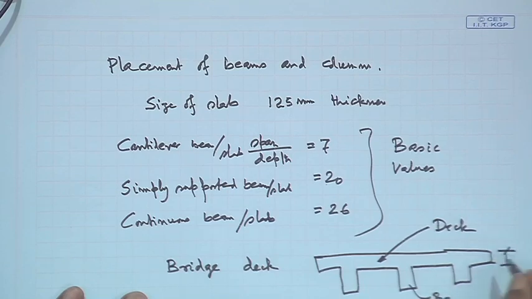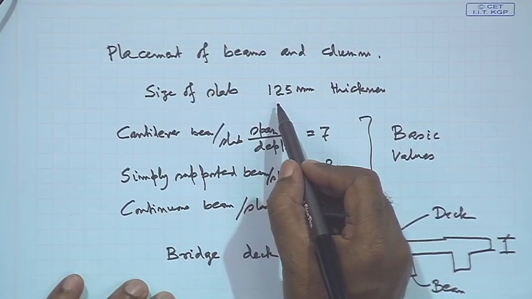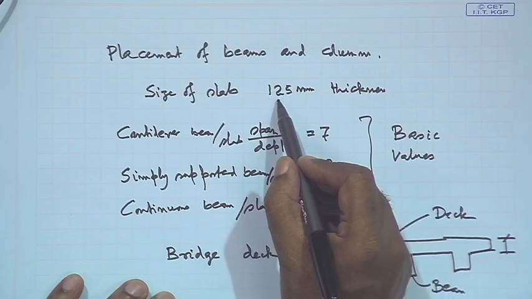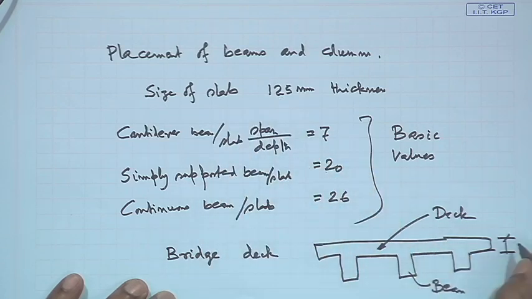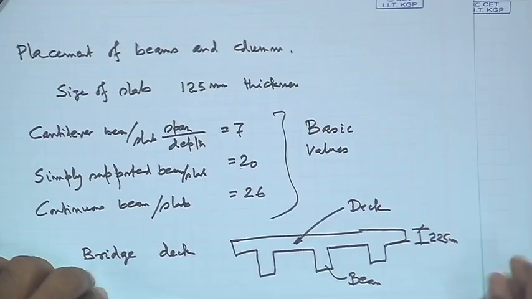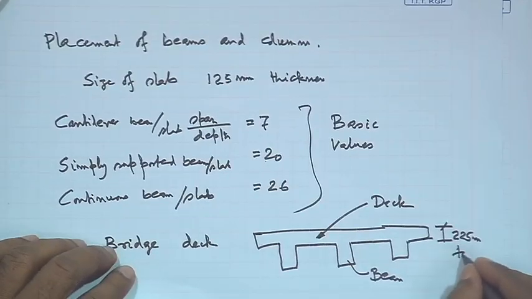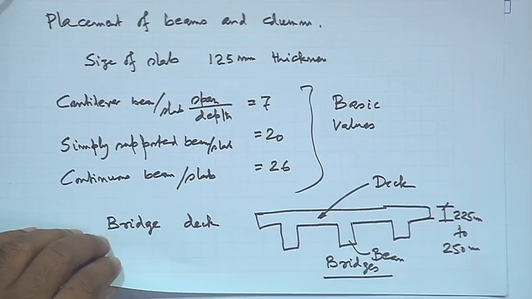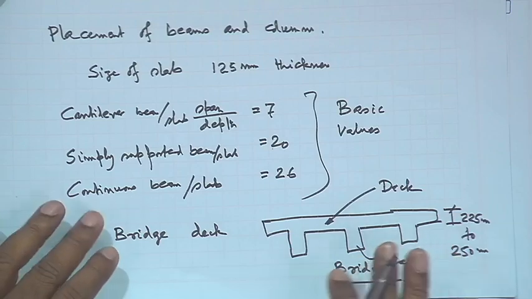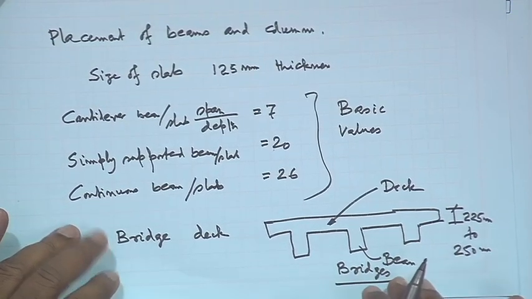Generally this thickness, as I have told you, is 125 millimeter for a residential building, and in most cases we do not go more than that. For bridges, it generally comes in the range of say 225 millimeter to 250 millimeter. This is just to inform you that these are the things we follow.